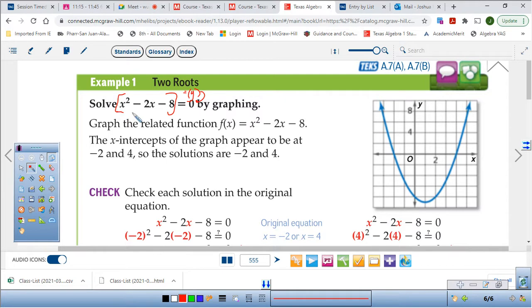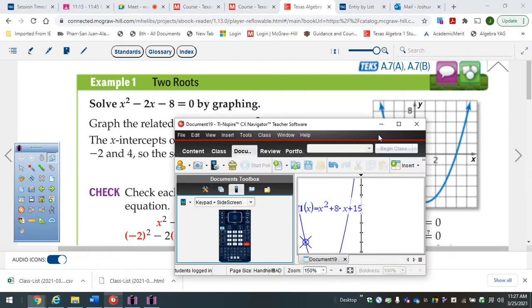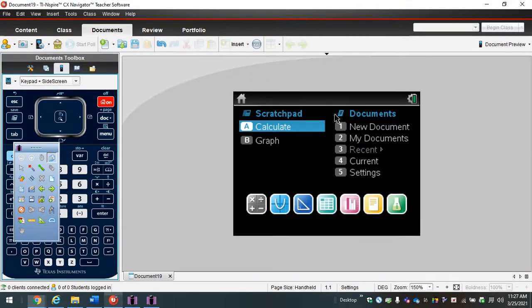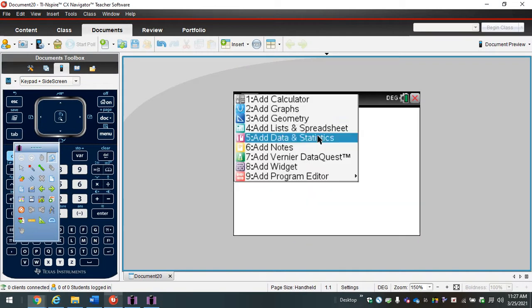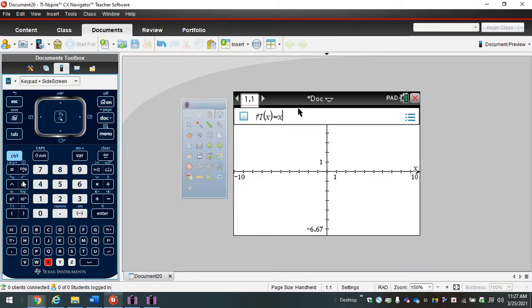So I turn on my calculator and type this in there, and it gives me this graph. I do graph trace, and it gives me those two numbers, and there's my answer. The equation is x squared minus 2x minus 8. So I'm going to turn it on, go to graphs, and type x squared minus 2x minus 8.